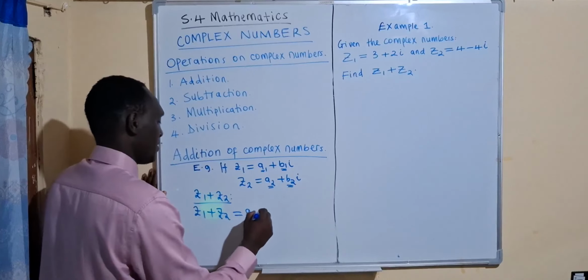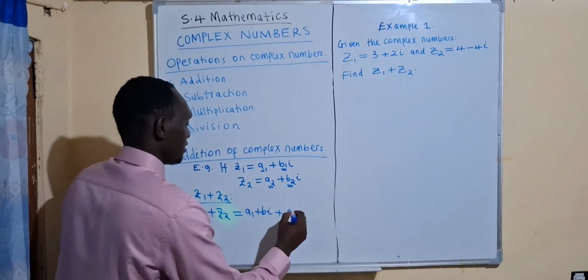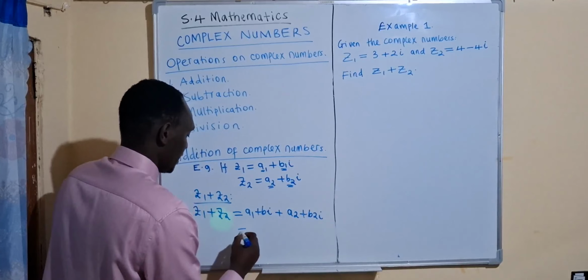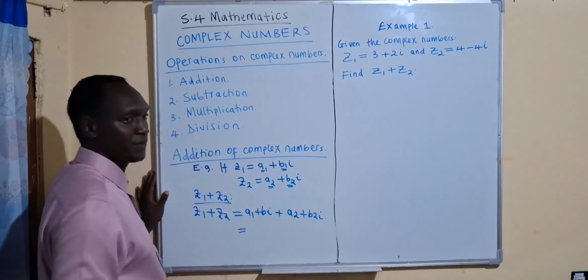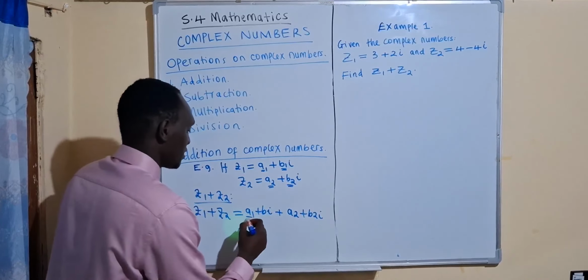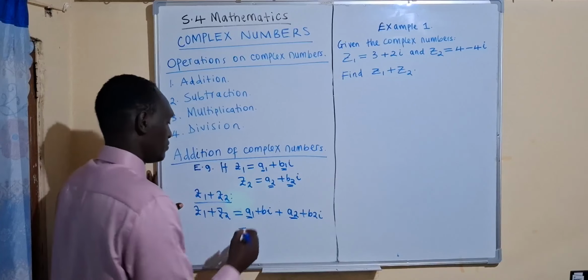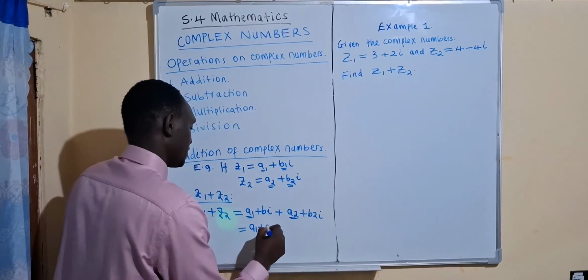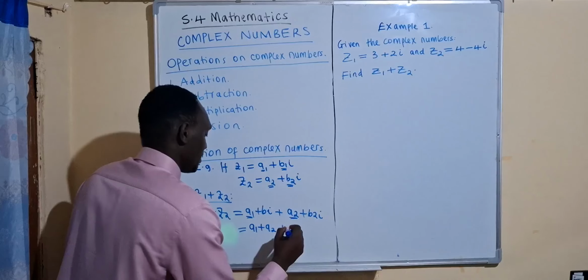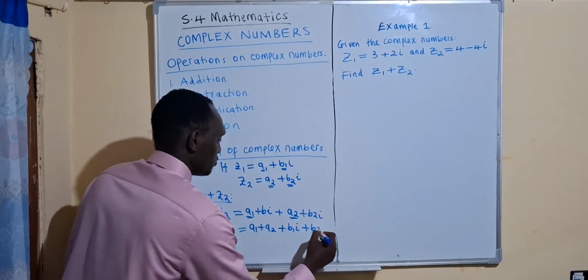Z1 is the same as A1 plus B1i plus, what is Z2? Z2 is A2 plus B2i. And simply when we are adding, what we are left with now is just to collect the right terms. So we shall gather the real parts together. Those are the real parts in both Z1 and Z2. That gives us A1 plus A2. And then you add them to the imaginary parts, that is B1i plus B2i.